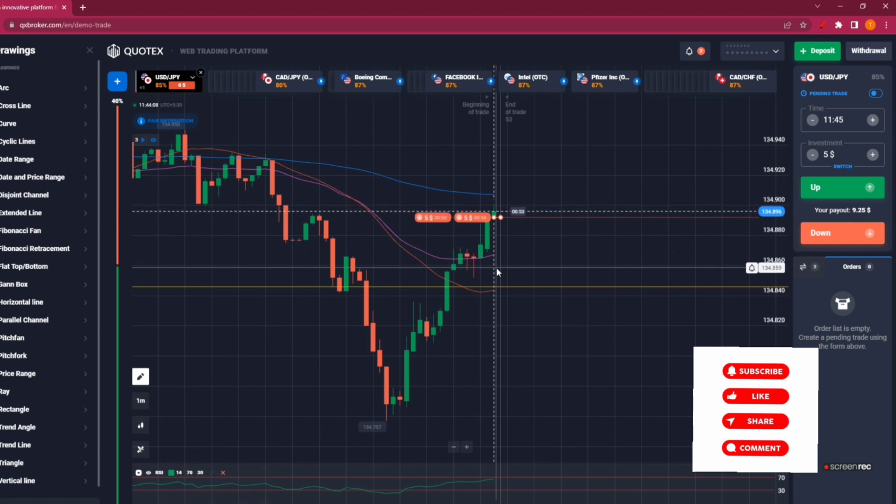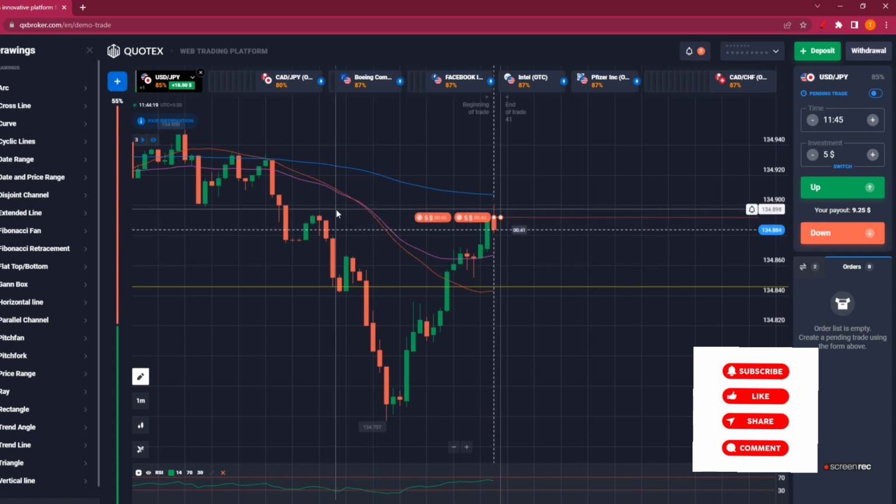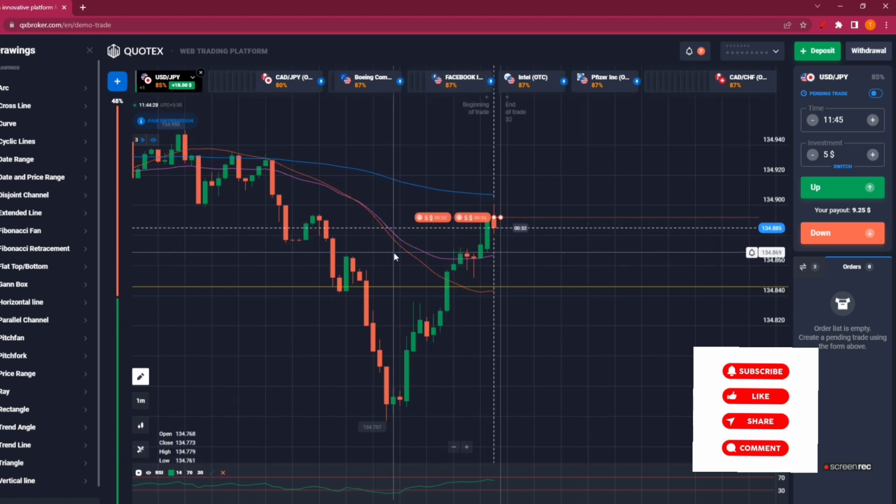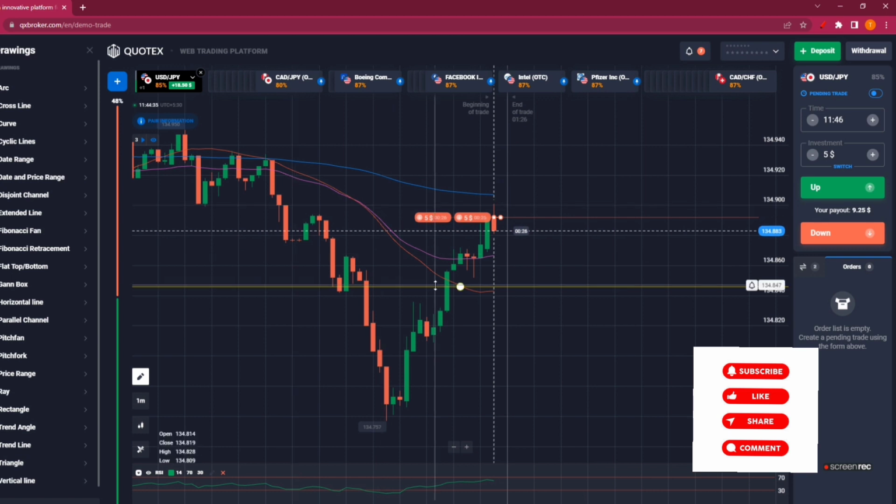Binomo, Quotex, IQ Option, there are lots of brokers, but I personally suggest Quotex or Binomo. Quotex is very good because it has less fluctuation in OTC. Though it is a real market, OTC most of the time doesn't fluctuate; it moves slowly. This is why you should consider it. And look at this.